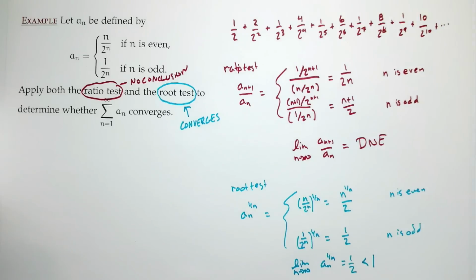Now, there were other tests that we could have used. We could have done something very simple. For example, we could have done a comparison test, because we actually know how to find the value of the sum of n over 2 to the n. But, well, that's a different story. But anyways, we know that we have 2 new tests, which is pretty good.